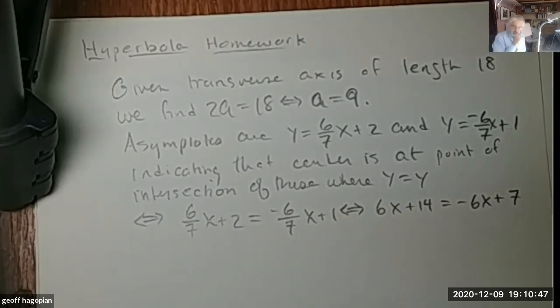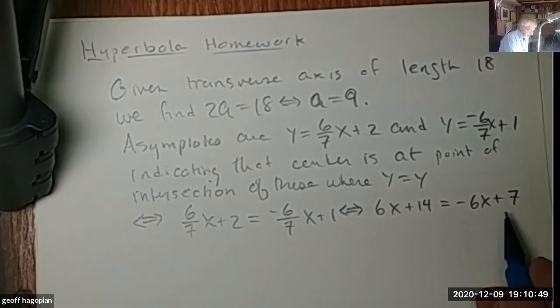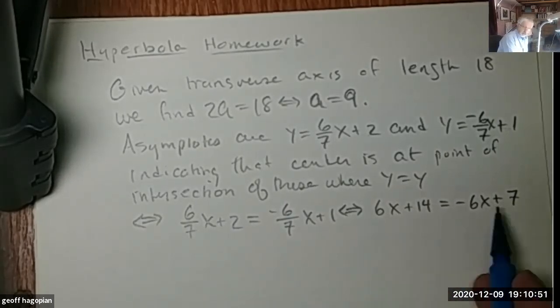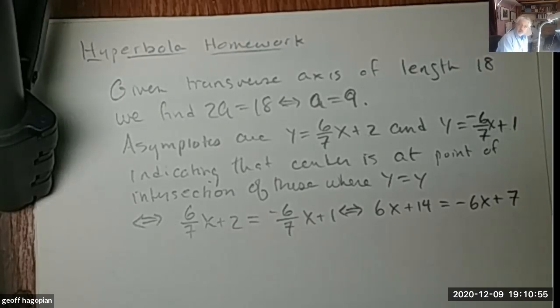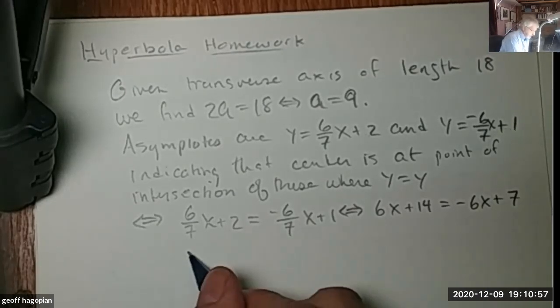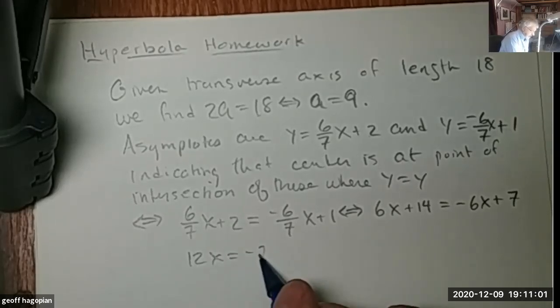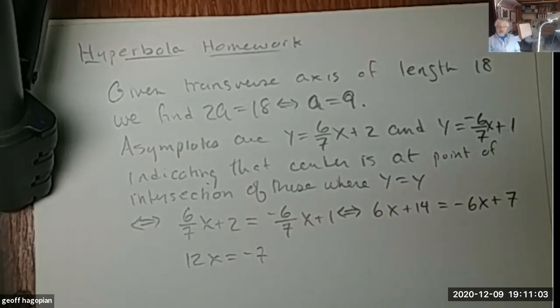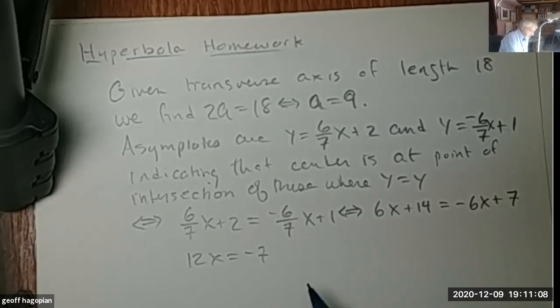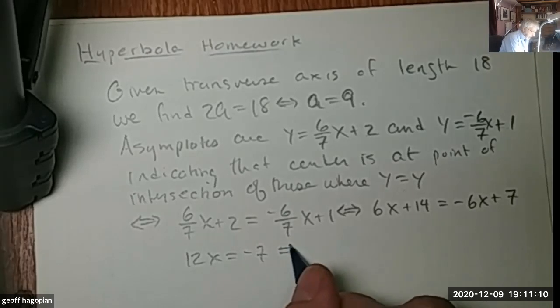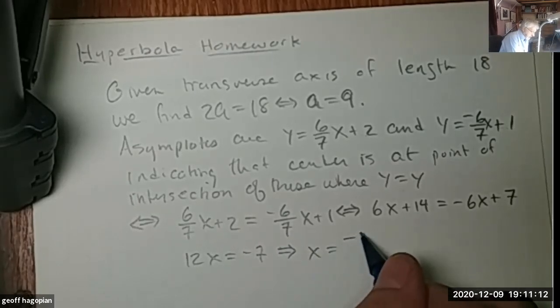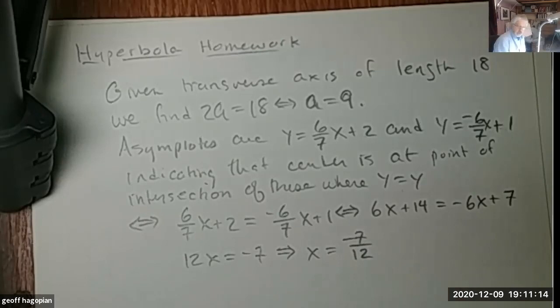It's a lot easier to work with integers than fractions, and we get an equivalent equation with just integer coefficients, right? So now 12x is equal to negative 7, I guess, right? I'm just adding 6x to both sides and subtracting 14 from both sides. And that implies that x is negative 7/12. Jeez Louise.